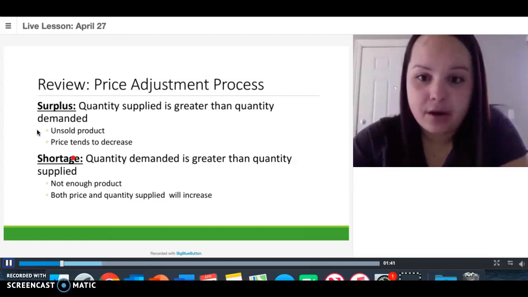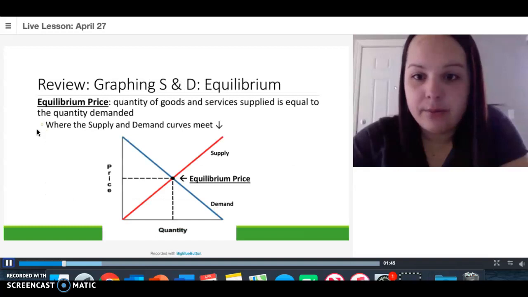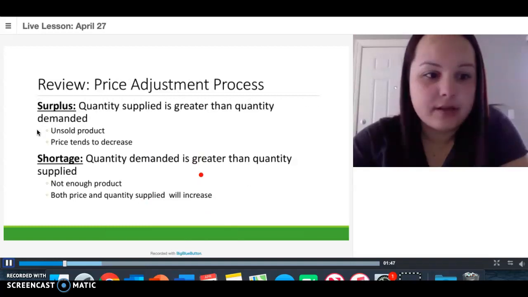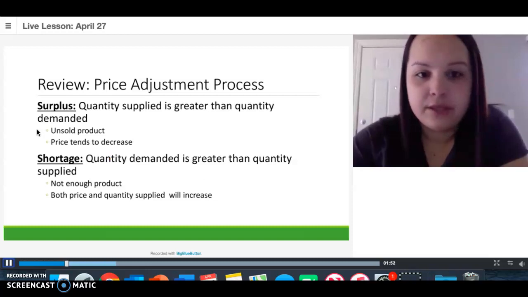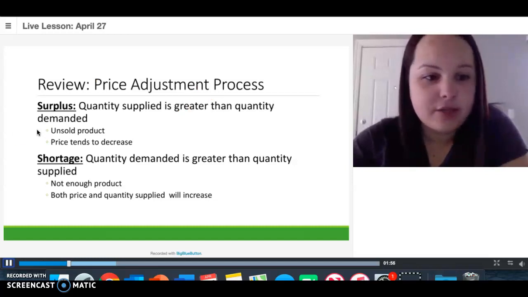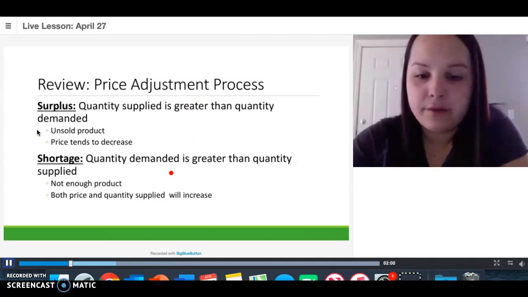So does anyone have questions about finding equilibrium price or shortage or surplus before we move on? Hopefully it's pretty simple and straightforward. But if you have questions throughout the presentation today, feel free to speak up. You guys have the ability to mute and unmute yourself right now.